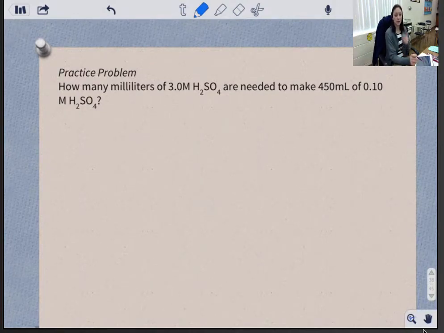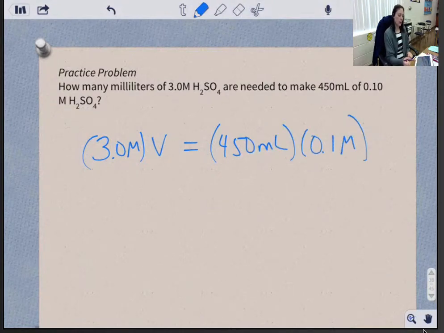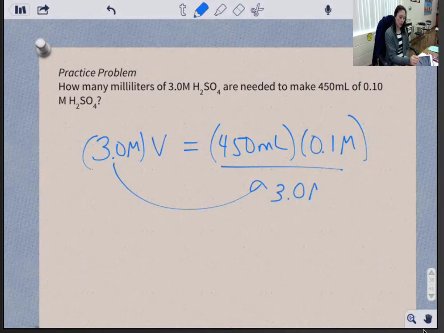What's nice about these is it is a before and an after, so units don't terribly matter. It doesn't matter if I have milliliters or liters, because with the before and the after, you're not dealing with the mole number. So if I have 3.0 molar times some volume, and I'm going to make 450 milliliters of 0.1 molar, I'm going to need some small number of the 3 molar to dilute it down to 450. So all you do is you take these two multiplied, and then divide by the 3.0 molar, and I should come out to be 15 milliliters.